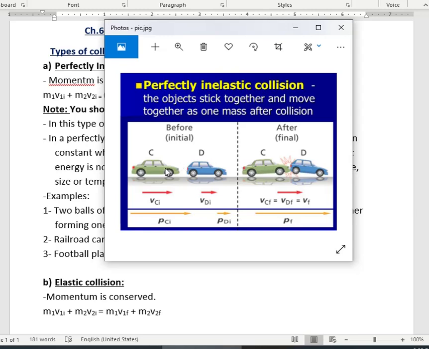Before collision, each one of them has its own kinetic energy. After collision, you will notice that the total kinetic energy is not the same as it was before. You can ask me why it's not the same. We took before the law of conservation of energy, and that the energy before must equal the energy after. This is true if there is no change in the form of energy.